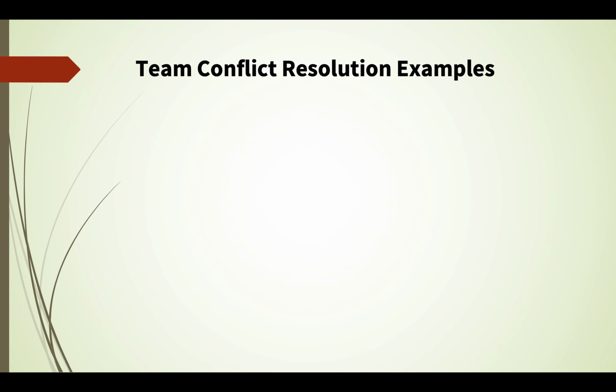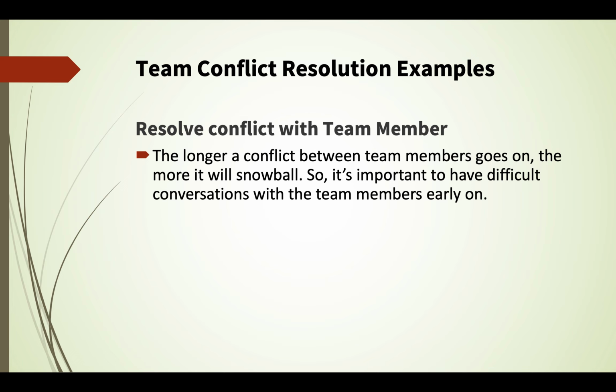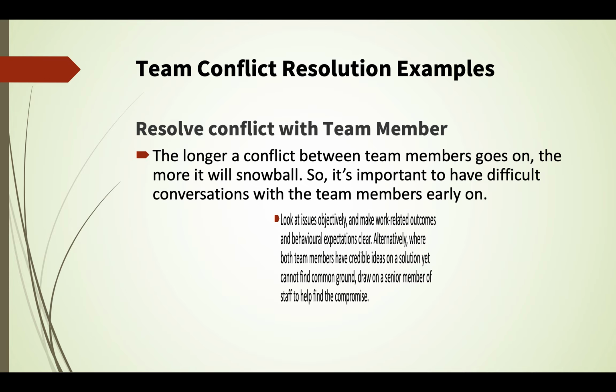And the next one is how to resolve conflicts between team members. Finally, how do you handle conflicts with team members? The longer a conflict between team members goes on, the more it will snowball. So it's important to have a difficult conversation with the team members early on. Look at the issues objectively and make work-related outcomes and behavioral expectations clear. Alternately, when both team members have credible ideas on a solution yet cannot find common ground, draw in a senior member of staff to help them find a compromise and come up with a very reasonable one.